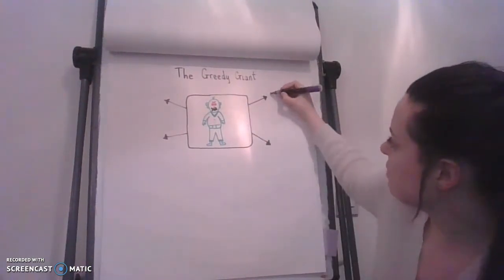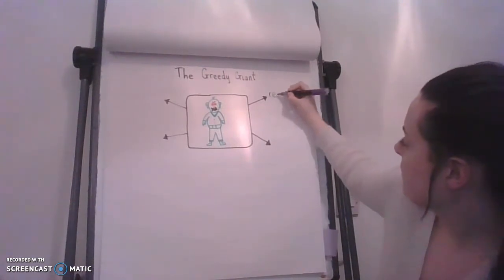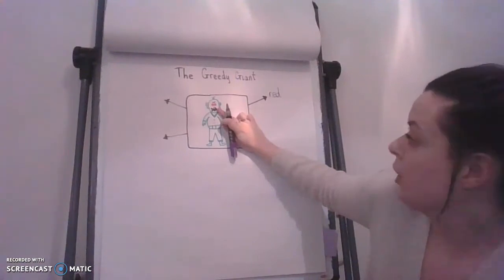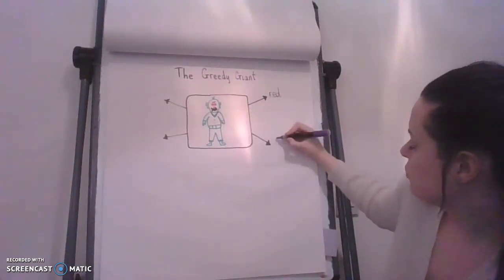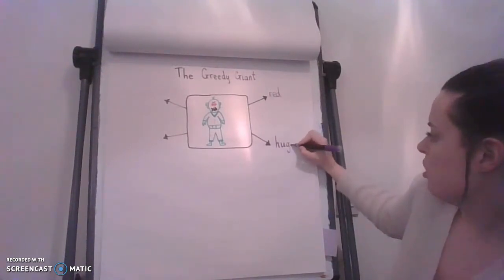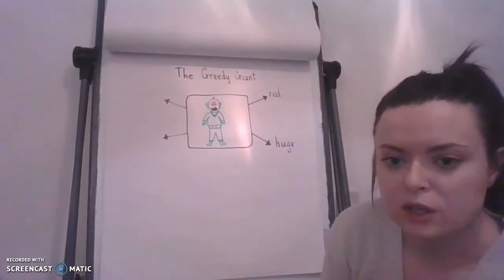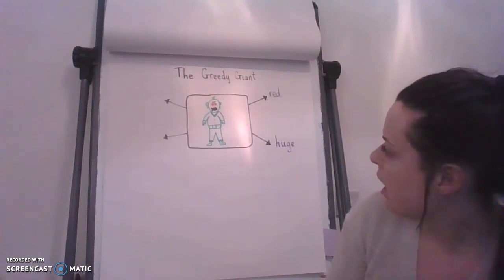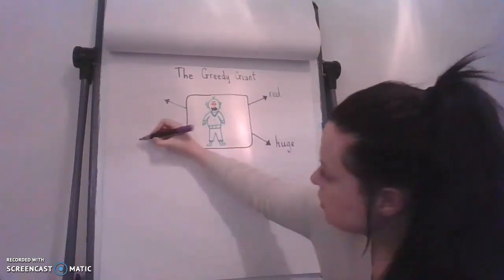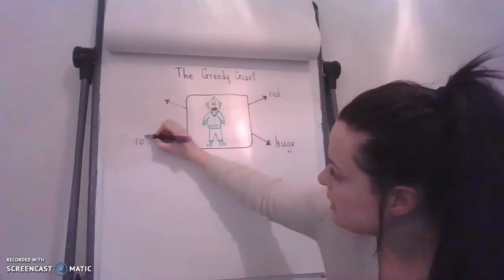Okay, so I'm going to write red here, and that's to describe his eyes. Okay, I'm going to use the adjective huge because he is a giant after all. I'm going to describe his feet as rotten. Does anyone know what rotten means?